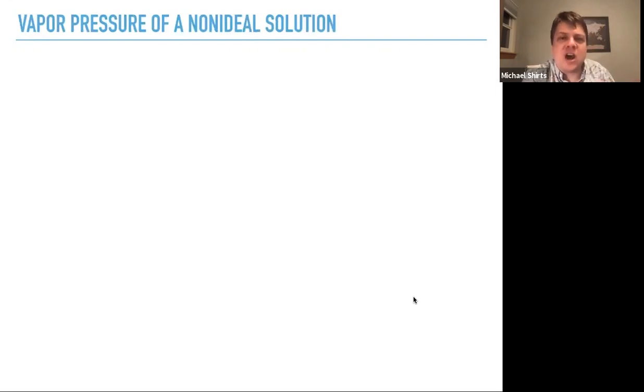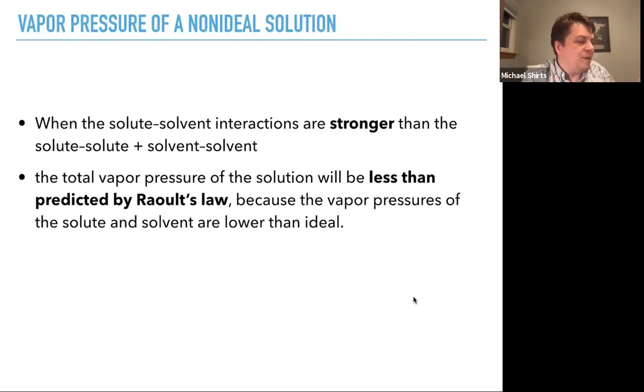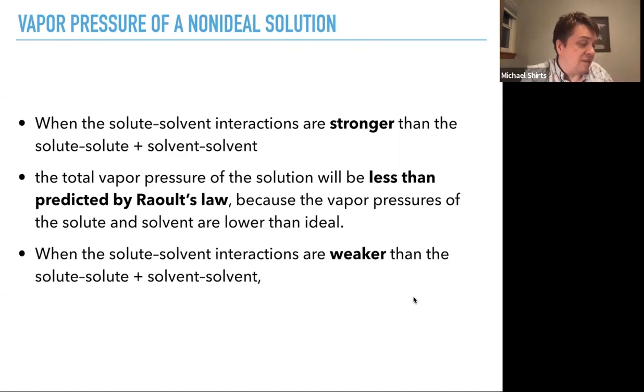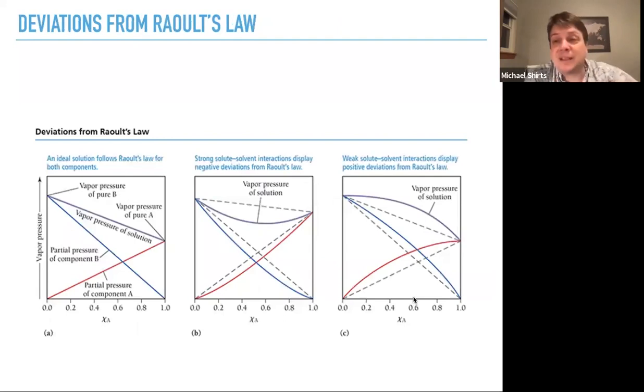So what would the vapor pressure of a non-ideal solution look like? When the solute-solvent interactions are stronger than the solute-solute plus solvent-solvent interactions, then the total vapor pressure will be less, because the molecules really don't want to leave. They've just met their nice buddy solutes or solvents and don't want to leave the solution. They're attracted into the solution. When the solute-solvent interactions are weaker than the solute-solute plus solvent-solvent interactions, then they want to get out, right? They're only in there because entropy is making them. They're happy to escape from the solution. There's less interactions pulling them down. So the vapor pressure of the solution will be more than predicted by Raoult's law. It's more volatile. So what you get is something like this. And you'll see a lot more of these charts in chemical engineering thermodynamics.